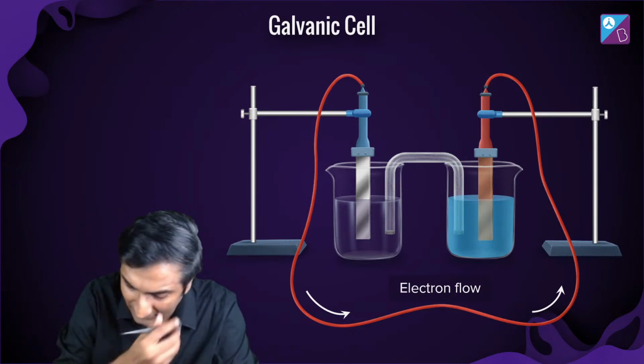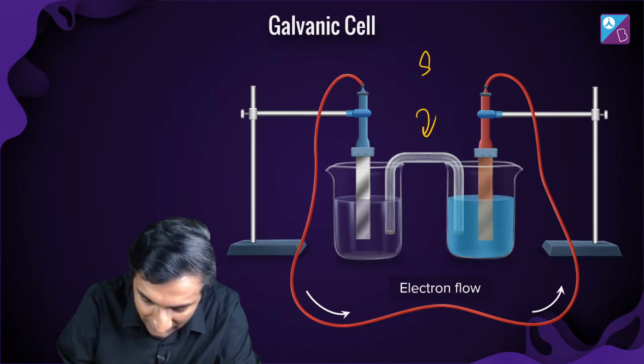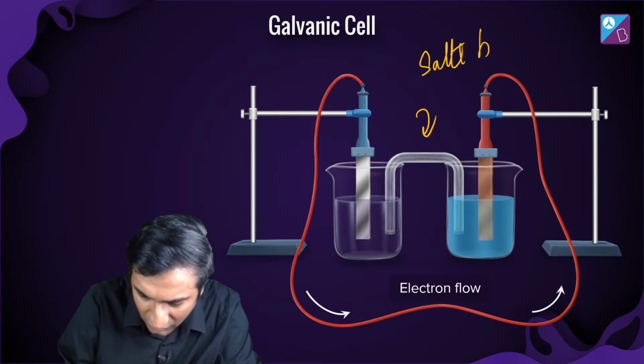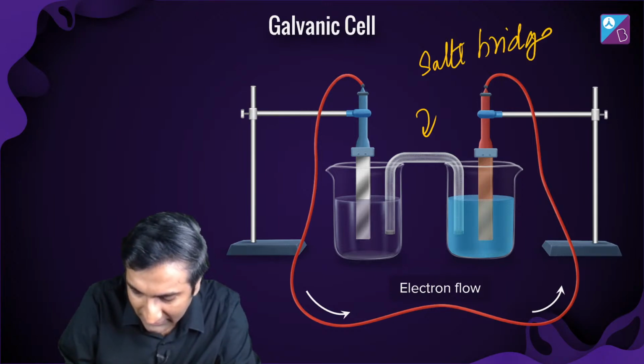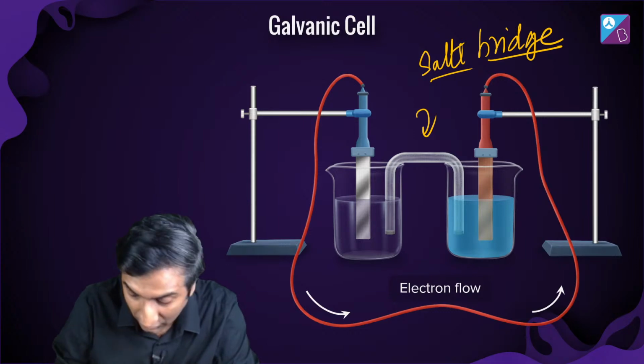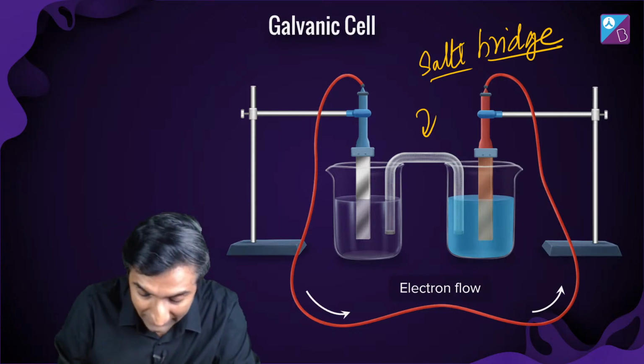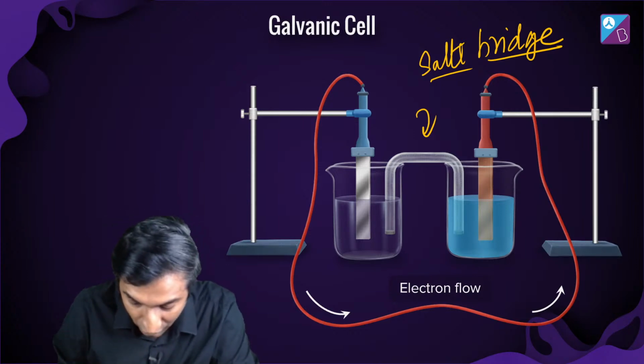There is nothing, there is no battery. There is something interesting here. This is called a salt bridge. We'll look at that towards the end of this session maybe, or the next session we will see it in detail. What is the salt bridge and all of that? Anyway, this is what it is. Electrons are flowing, etc. Something is happening.